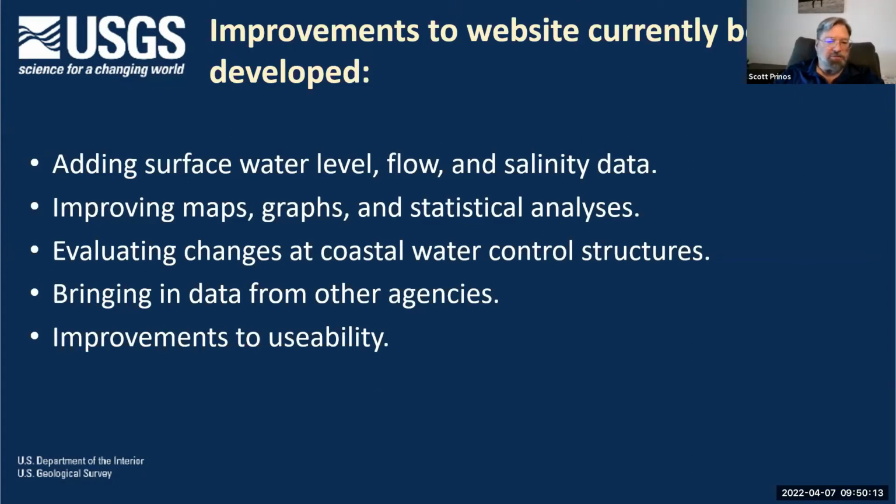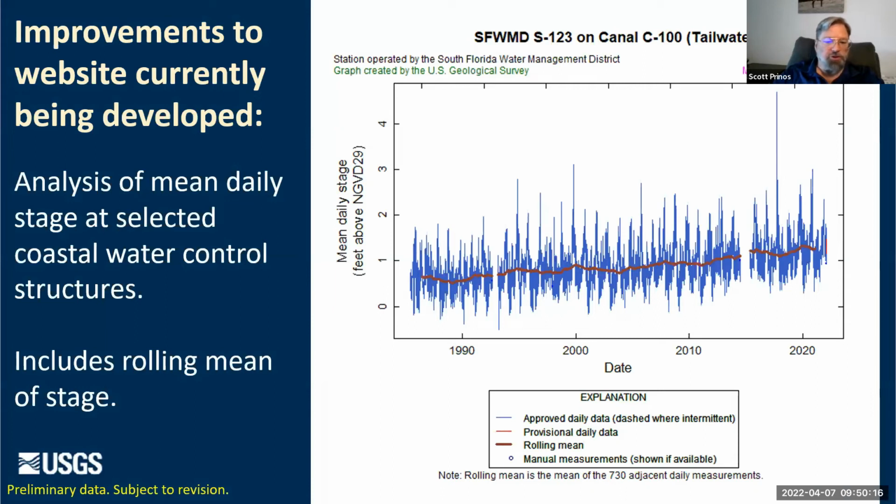Next slide, please. Here is an example of one of the improvements. This graph shows water levels at a surface water monitoring site operated by the South Florida Water Management District. The data for this graph are automatically pulled from this agency's database, processed just like the USGS data, and provided on a new mapper which is being developed. This provides a more complete understanding of trends and levels in water resources. This monitoring site is located on the tailwater side of a coastal water control structure. You can see the upward trend in water levels.